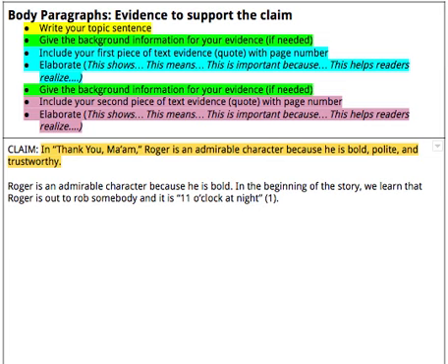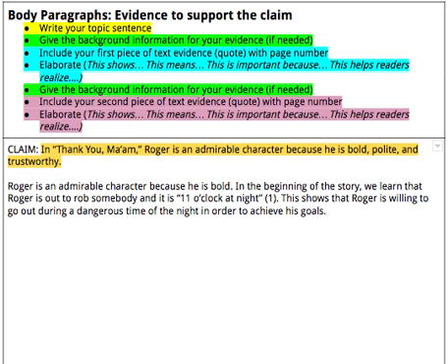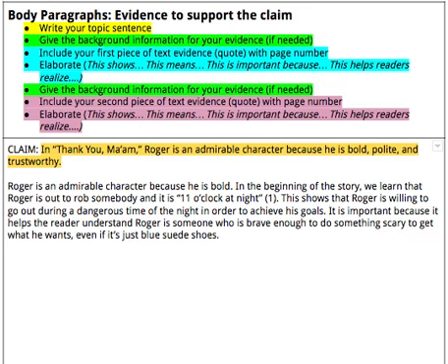And now I need to elaborate on that evidence. So when I elaborate, I know that I can always fall back on a this shows. And so this piece of evidence shows that Roger is willing to go out during a dangerous time of the night in order to achieve his goals. But I also want to explain why the evidence is important. So this evidence is important because it helps the reader to understand Roger as someone who is brave enough to do something scary to get what he wants, even if it's just blue suede shoes.